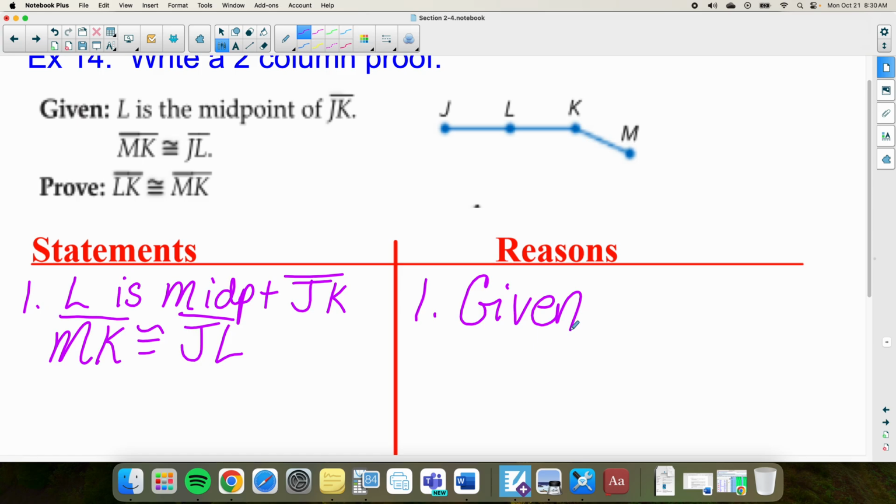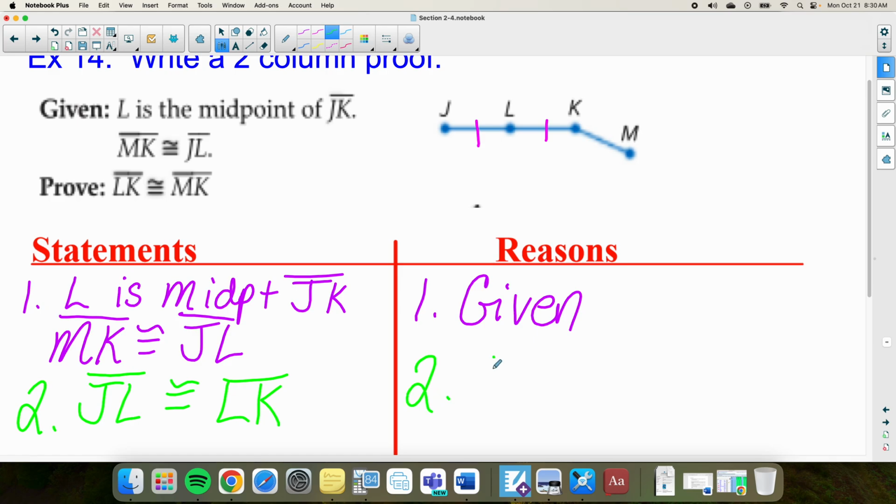Now, as I was saying earlier, if you are given that you have a midpoint, that means you have to use the midpoint theorem. So if L is the midpoint of JK, you can say then that segment JL is congruent to segment LK. So let's go down here and do that. I'm going to say segment JL is congruent to segment LK, and that is the midpoint theorem that we just learned.